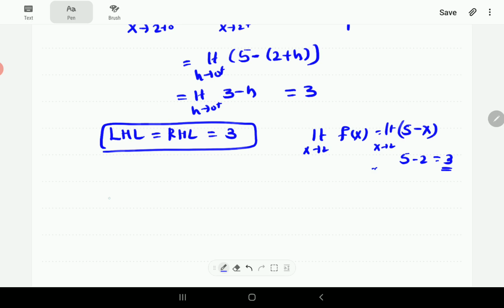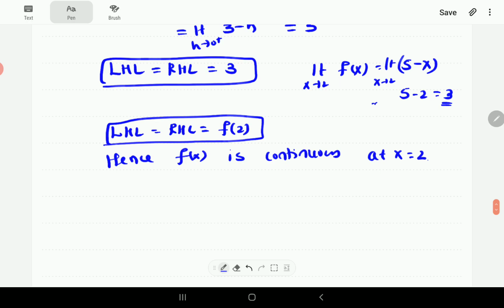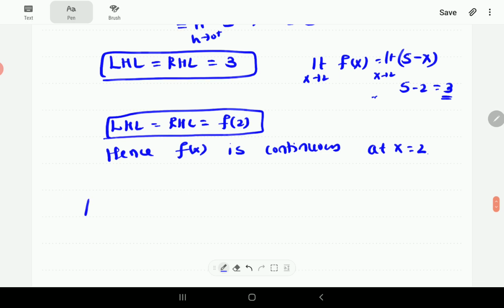If you see, your LHL is equal to RHL, and this is equal to f at the point 2. So this is the definition of continuity. Hence the given function f of x is continuous at x equal to 2. Okay, so continuity is decided. Now again we have to check for the differentiability. For the differentiability, let us take the left hand derivative.